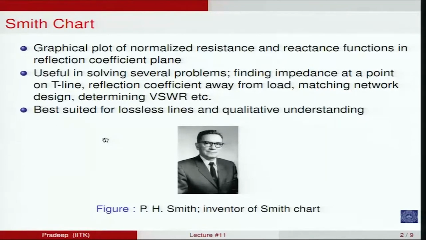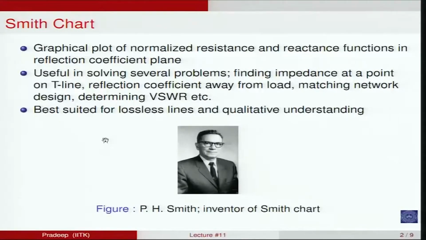So the question might be, why are we studying the Smith chart, right? The answer is that for a first design, especially when your lines are lossless, you can use the Smith chart to get reasonably accurate results, and moreover the Smith chart gives you a qualitative understanding. Okay, so the Smith chart gives you qualitative understanding of the problems before you plug in to get the quantitative numbers.